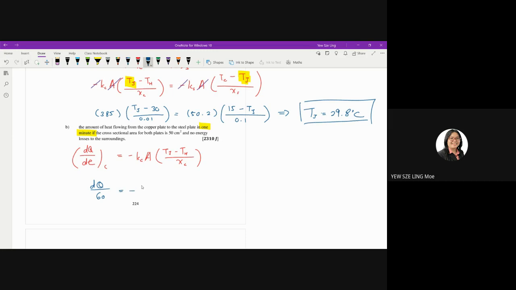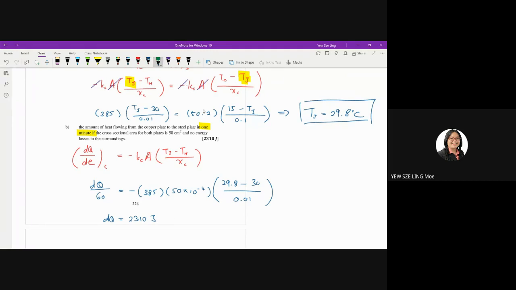negative k, so k_c is 385. According to the question, the cross-sectional area is 50 cm squared, so it is equivalent to 50 times 10 to the power of negative 4 meters squared. And then in brackets T_joint, according to previous question A, 29.8, minus the hot end, which is 30 degrees C, divided by the length, which is 0.01. So rearrange the equation, and eventually you will obtain the energy is equal to 2310 joules. Okay, 2310 joules.